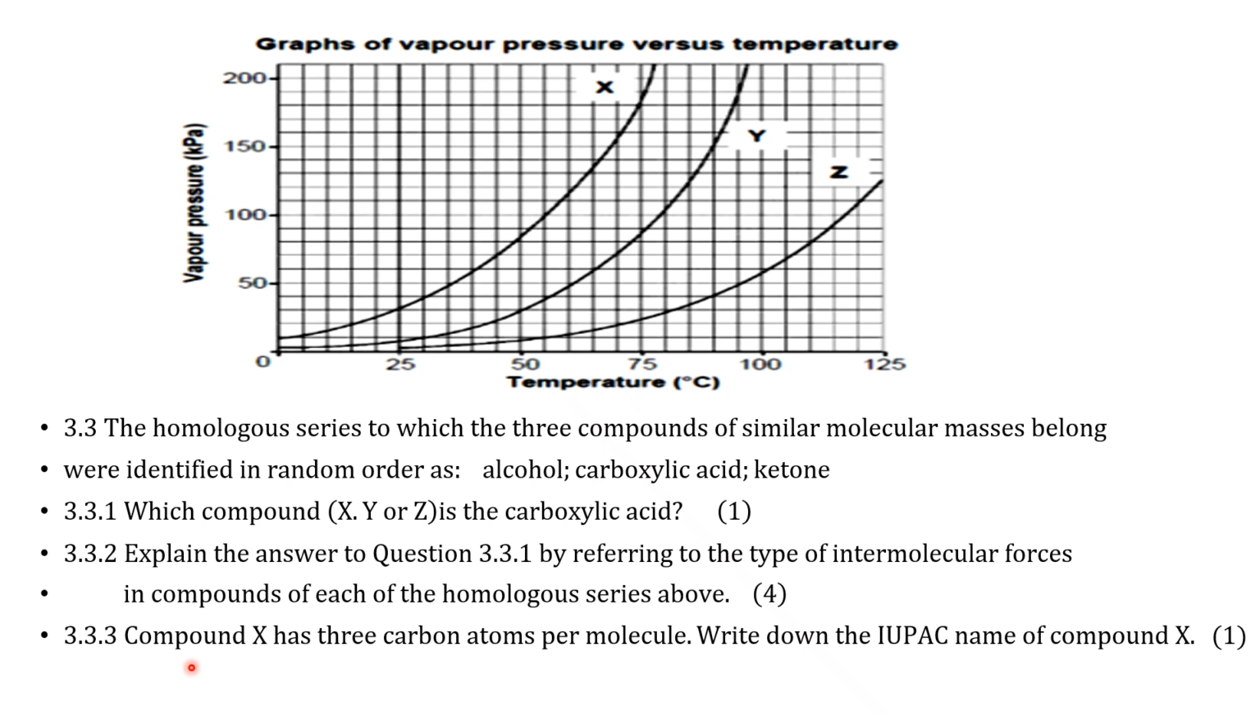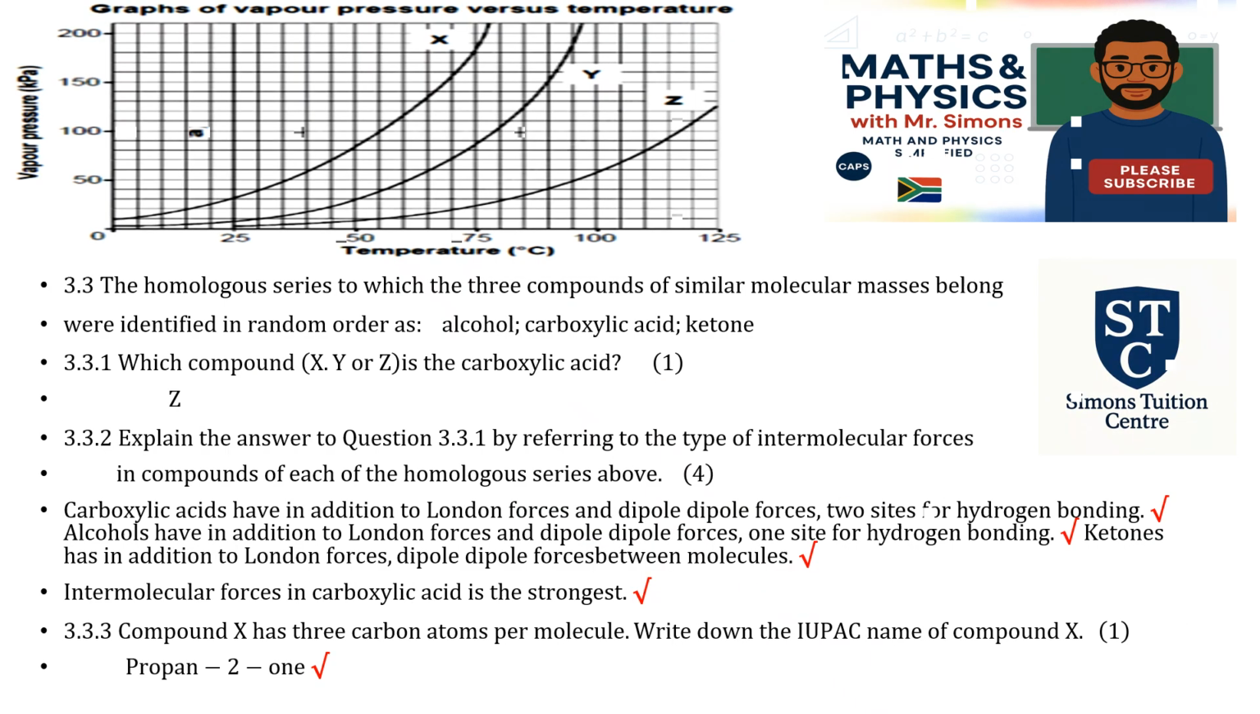And then they say compound X has 3 carbon atoms per molecule. Write down the IUPAC name of compound X. Right, so here we have to compare boiling points and the forces for alcohols, carboxylic acids, and ketones, right, to figure out which one of the 3 is carboxylic acid. Right, so for 3.3.1, compound Z is the carboxylic acid, right, and my reason.